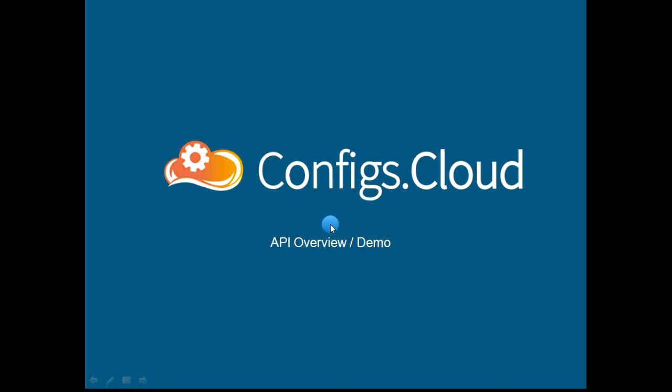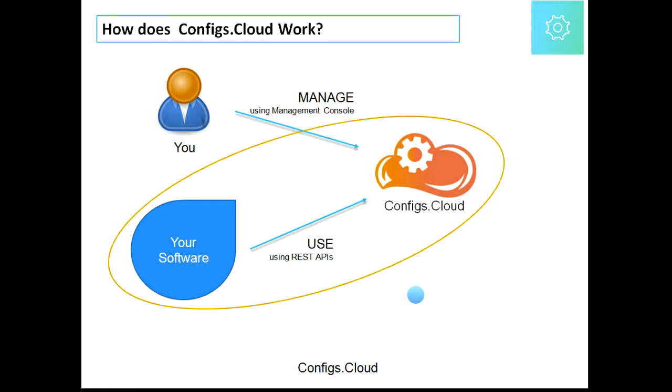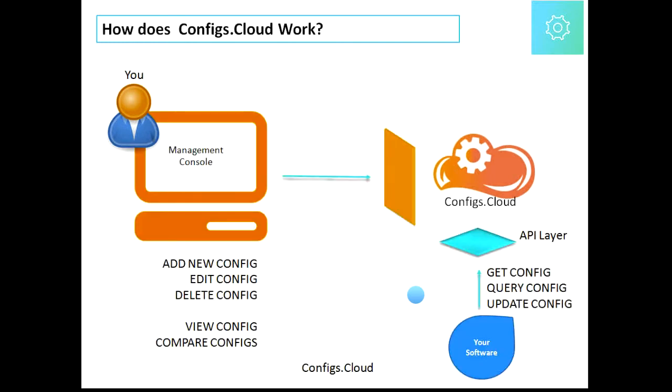Today I'll be taking you through a list of APIs available for Configs.Cloud. Before we get into the demo, let's take a look at the overview slides. Any software or process can fetch their configurations in Config.Cloud using these REST APIs. One can get a single config, query a collection of configurations, or update a single configuration using these APIs.